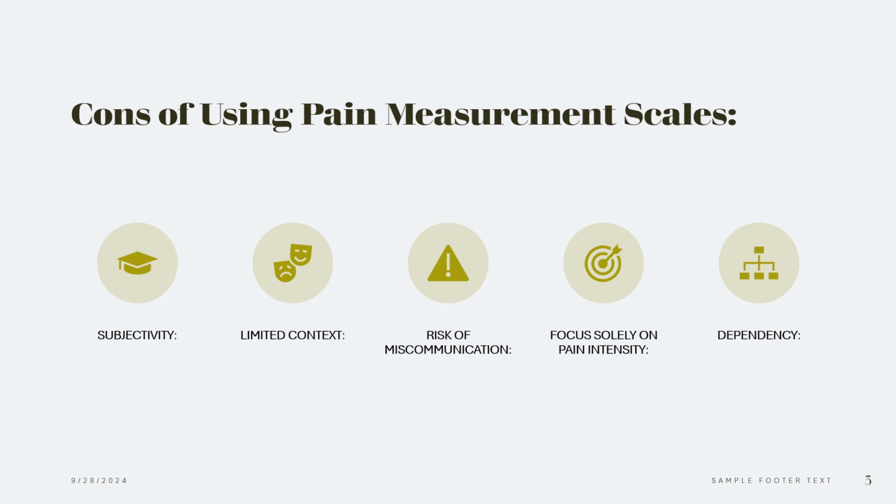Dependency. So relying heavily on pain scales can make both parties, the patient and the therapist, overly focused on pain as a metric for recovery. Improvement might occur in mobility, strength, and overall function, even if pain levels are slow to change. Now, this can lead to a sense of frustration or demotivation if pain scores don't improve as expected, despite real progress in other aspects of rehabilitation.